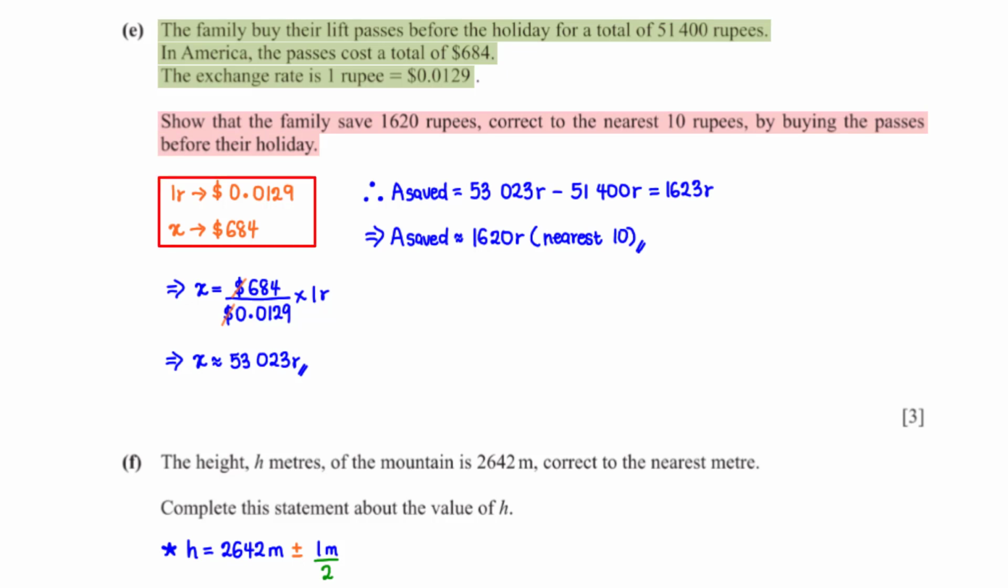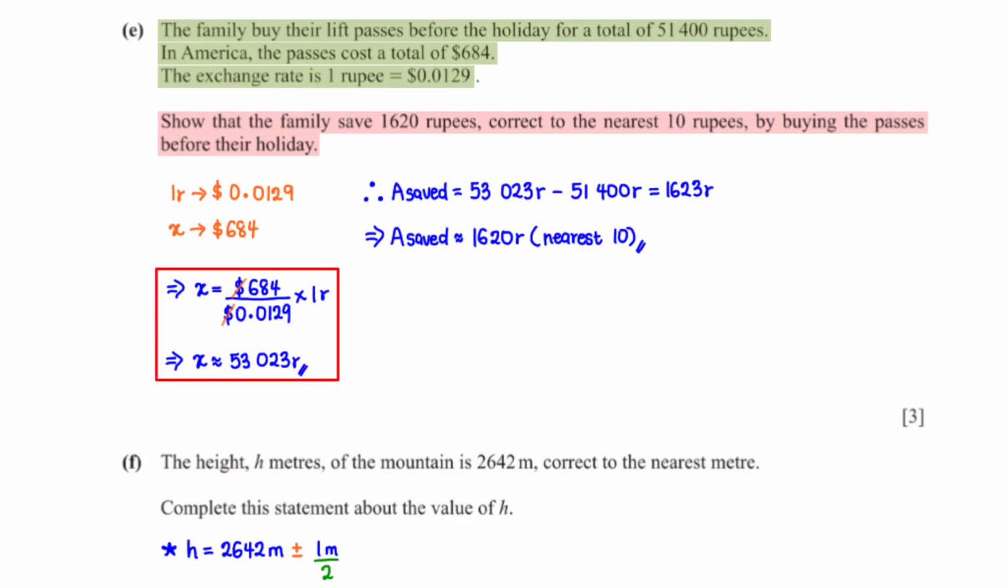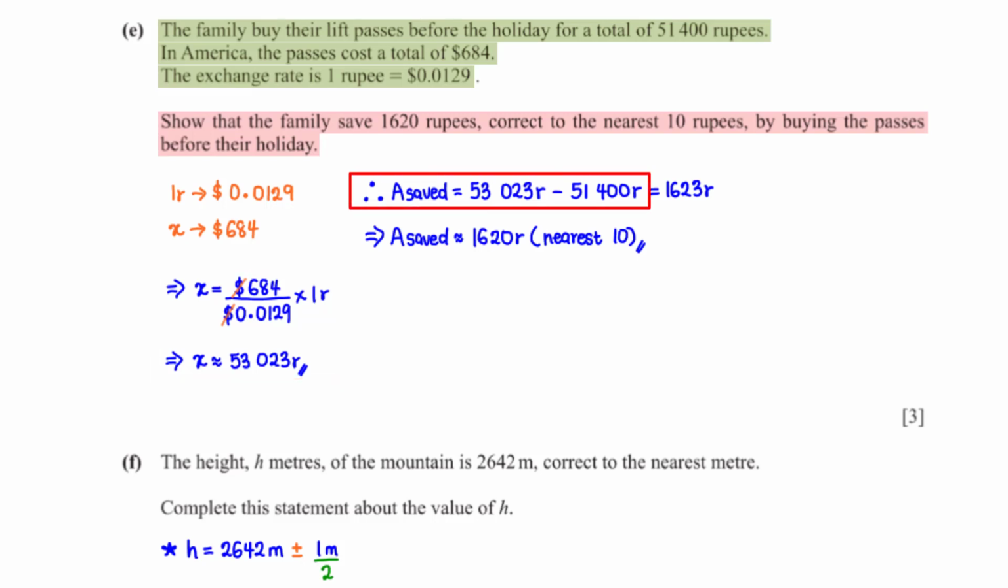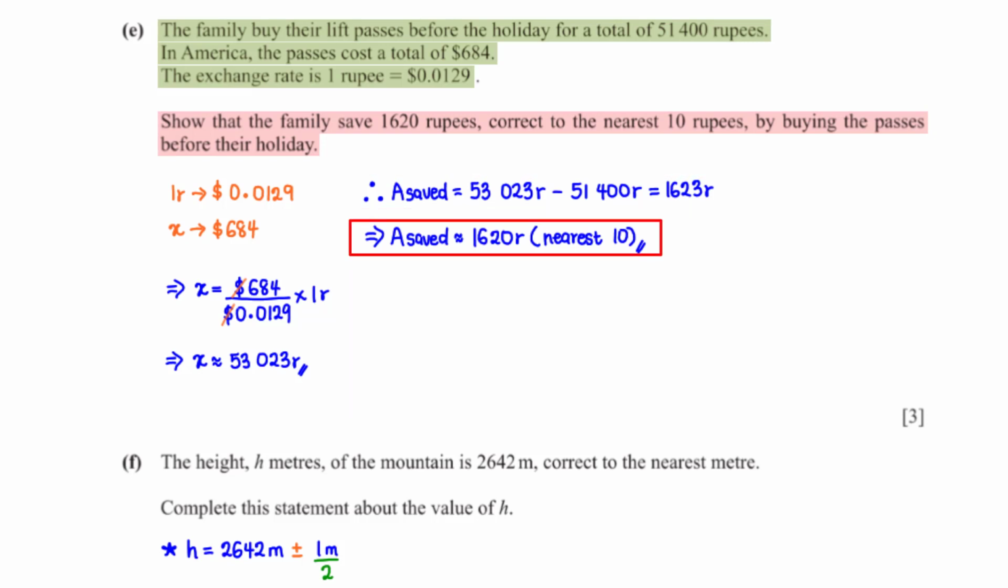First, we need to convert $684 into rupees. When we cross multiply and make x the subject, this is what we have, which is approximately equal to 53,023 rupees. So now, to get the amount the family saved, we subtract 51,400 rupees from 53,023 rupees. This gives us 1,623 rupees, which is approximately 1,620 rupees rounded to the nearest 10.